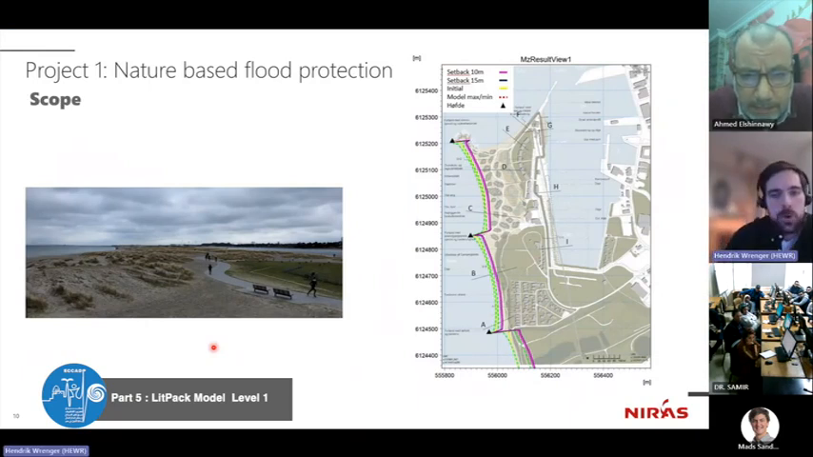And here are two more images on the scope. That's sort of what it looked like at the starting point, and we will see the original coastline in a second. But this is what the final result was after our input, how the landscape architects established the new beach line based on the modeling results.